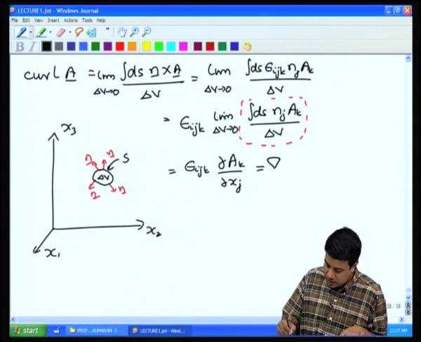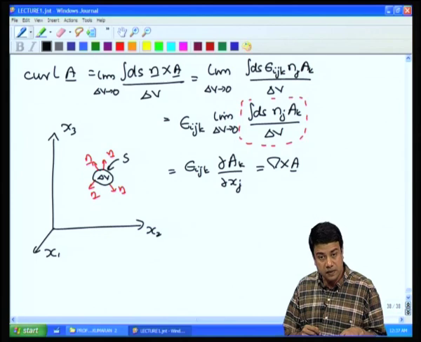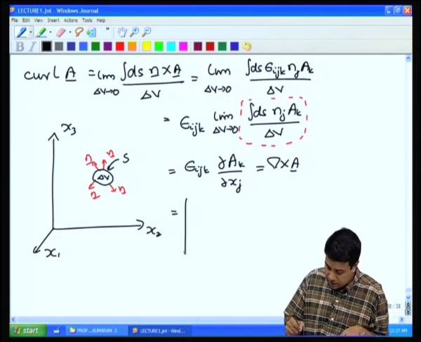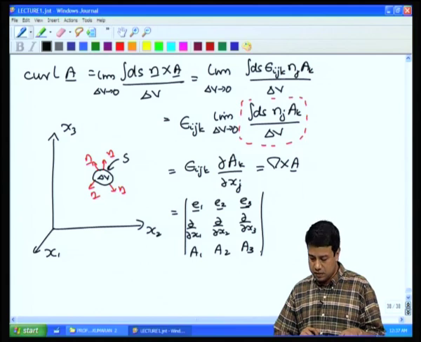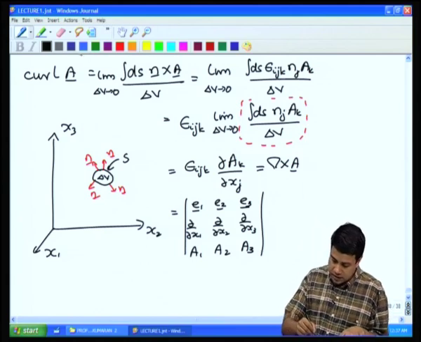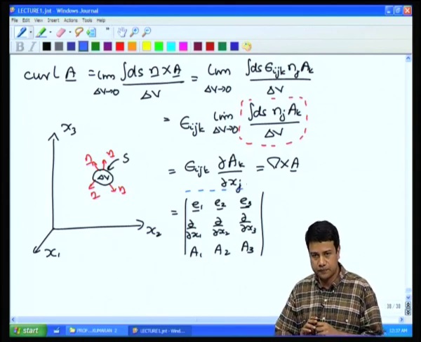It can also be written as del cross A. Now, we are used to the cross product in the matrix form: e1, e2, e3, d by dx1, d by dx2, d by dx3, A1, A2, A3. That is del cross A, and you will get exactly the same result if you use this formula. Okay. So, that is the derivative form of the curl.